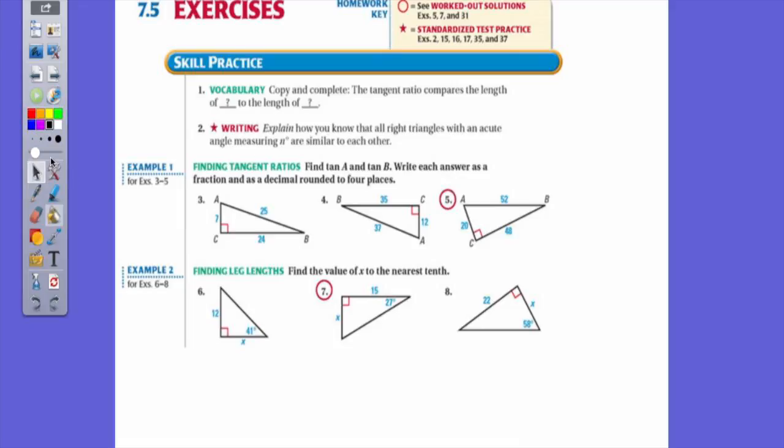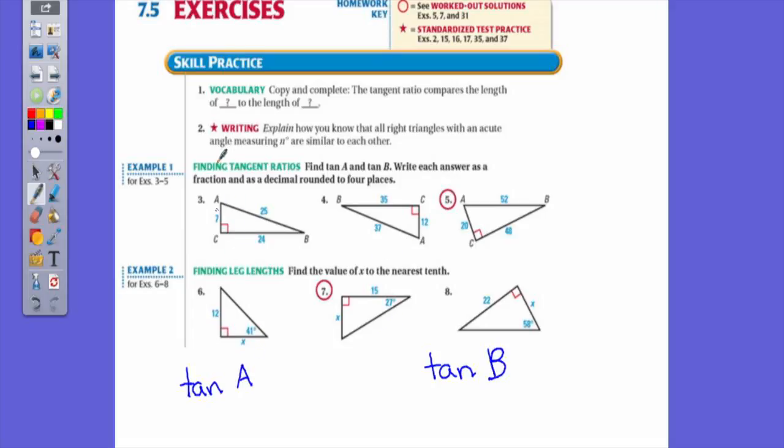So the first thing they want you to do is find the tangent for A and the tangent for B. Number 3. I'm doing number 3. And this is the first one on your homework. Now, to find the tangent ratio, what is the tangent ratio? How do you set that up? Opposite over adjacent. Yeah, that.